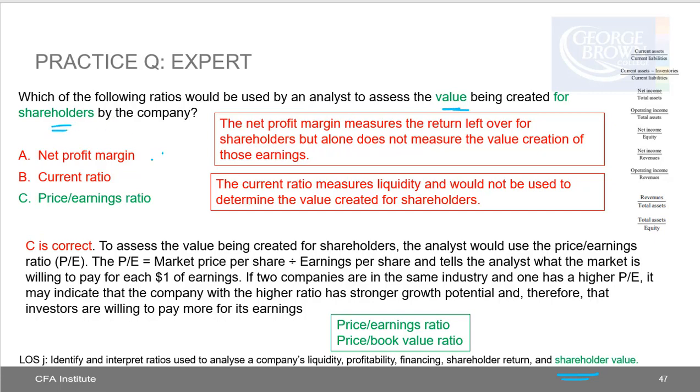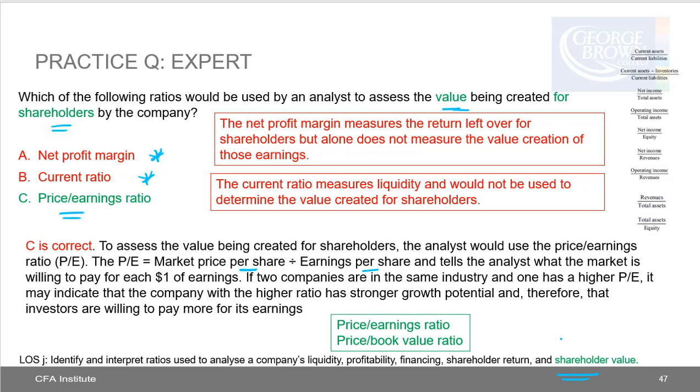Well, A, net profit margin, that's a profitability ratio. B, current ratio, that's a liquidity ratio. So the correct answer is C. C is correct. To assess the value being created for shareholders, the analyst would use the price earnings ratio, PE. The PE equals market price per share divided by earnings per share. Remember that. That's market price per share divided by earnings per share, and it tells the analyst what the market is willing to pay for each $1 of earnings.